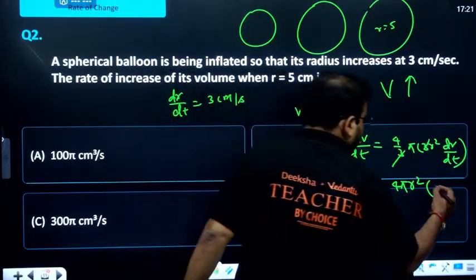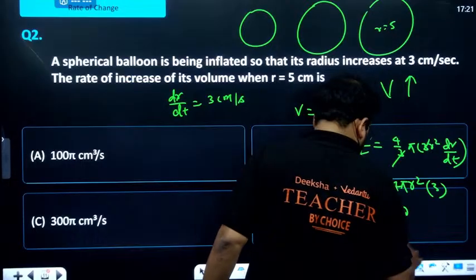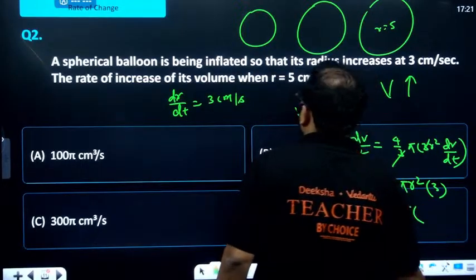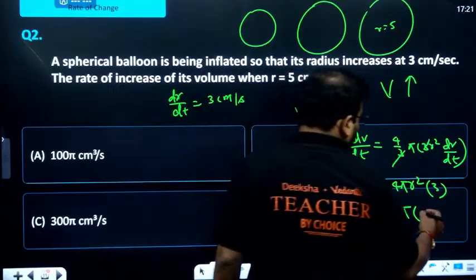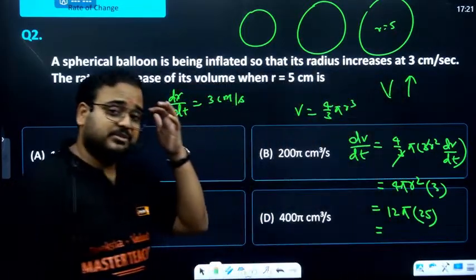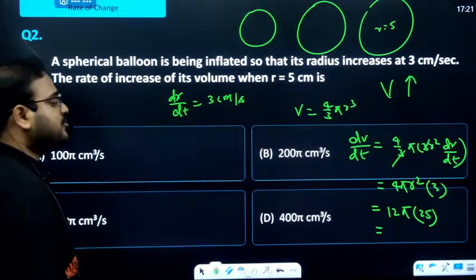And this value is given as 3. So right here 3. Check. We have 12 times pi, and r is given as 5, so r square will become 25. So answer will be 25 times 12, which is how much? 250 plus 50 again, it becomes 300.